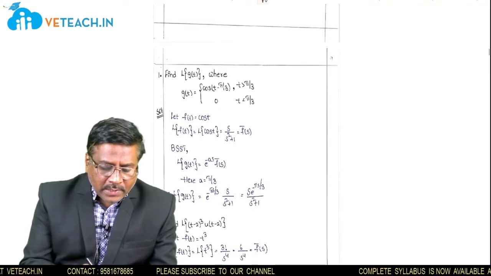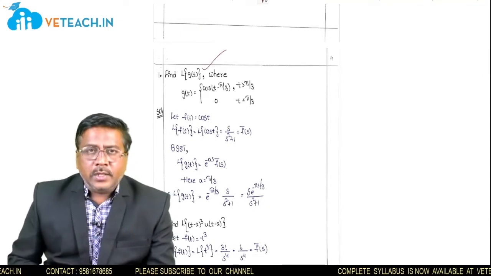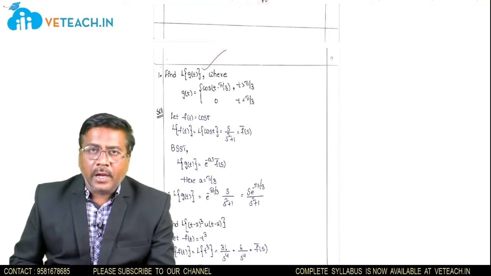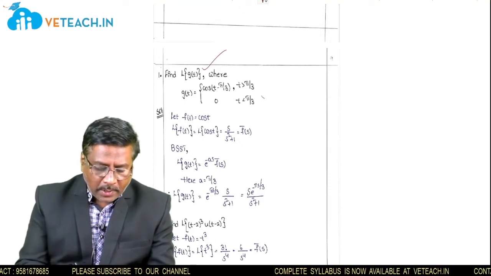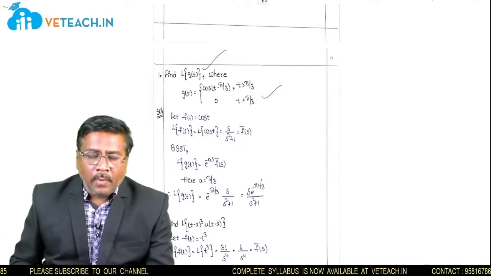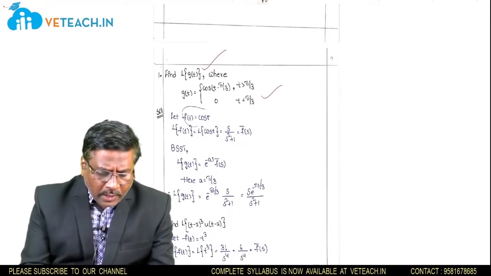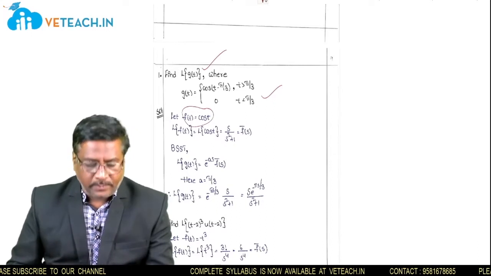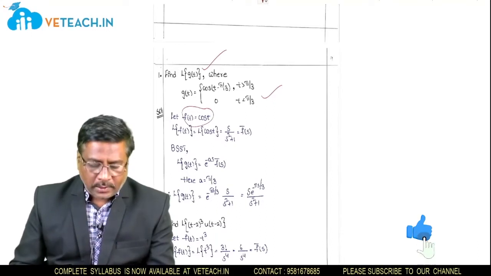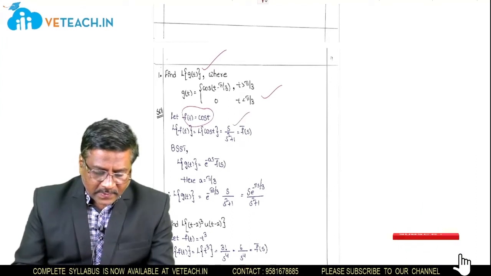Find the Laplace transform of g of t, where g of t is equal to cos of t minus pi by 3 if t greater than pi by 3, 0 if t less than pi by 3. Whenever you have to apply the second shifting theorem, you can assume the function f of t to be cos t, and taking L on both sides, L of f of t is equal to L of cos t. L of cos t is s by s square plus 1.